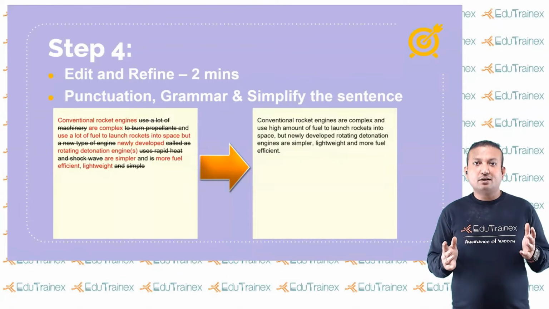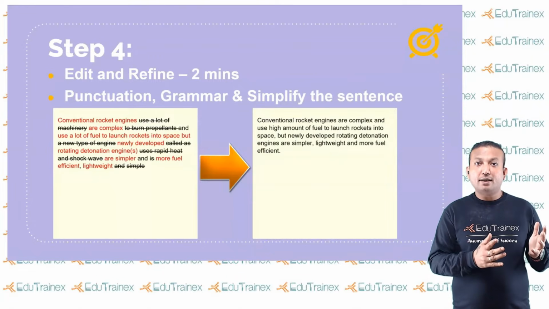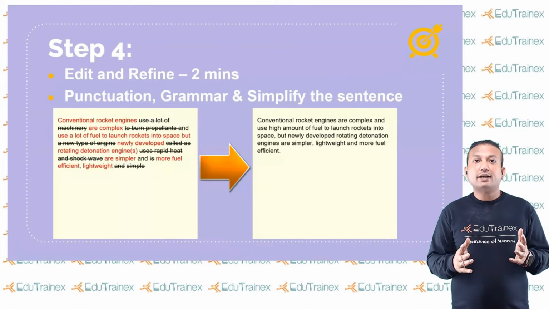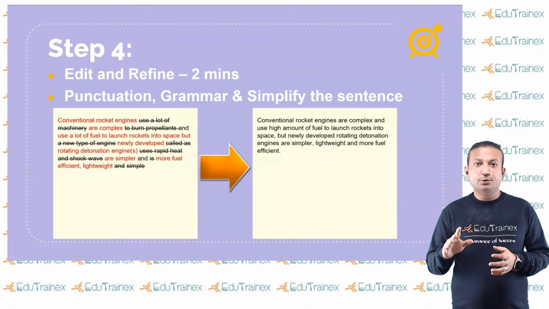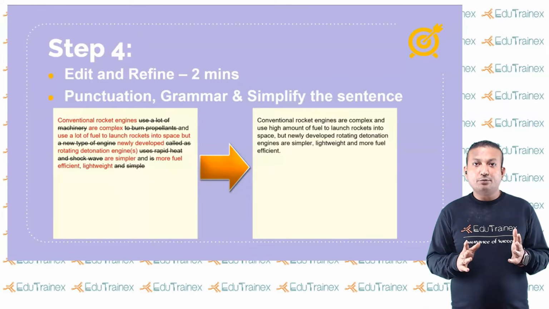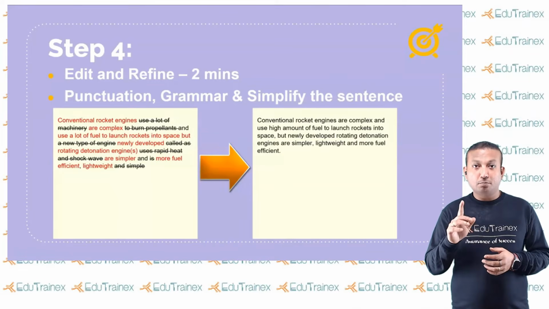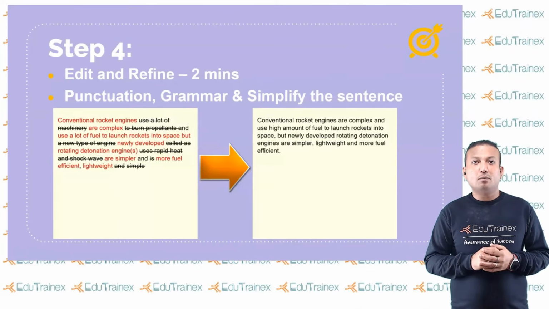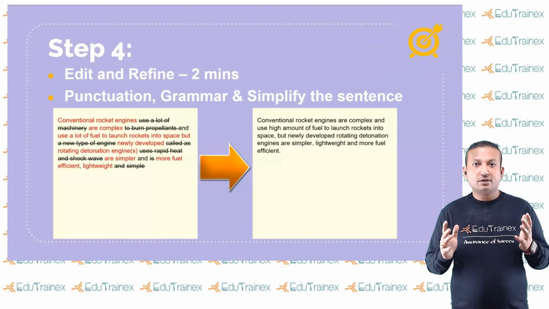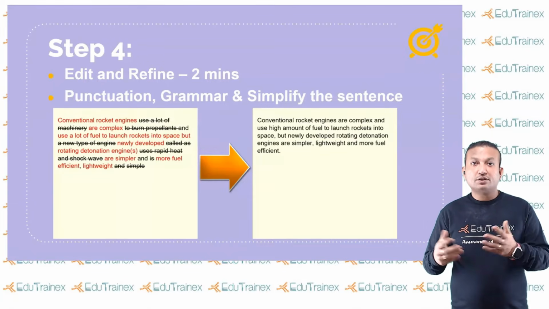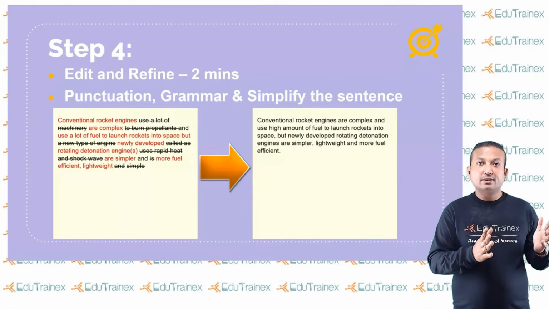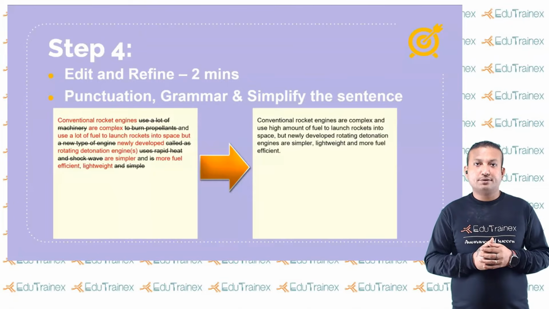Conventional rocket engines are complex and use a high amount of fuel to launch rockets into space. But newly developed rotating detonation engines are simpler, lightweight, and more fuel efficient. You can see that I have used "but" to make my sentence complex. So in the main clause, I discussed the problem, what's the issue with the conventional engine, and in the subordinate clause, I discussed a solution, how the new engines solve those problems.